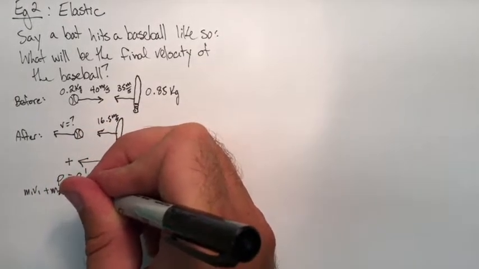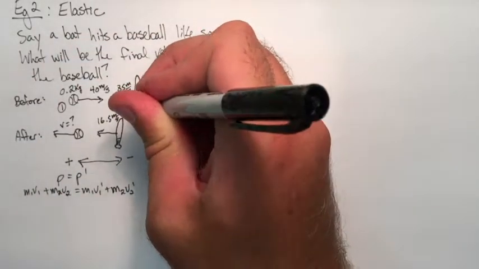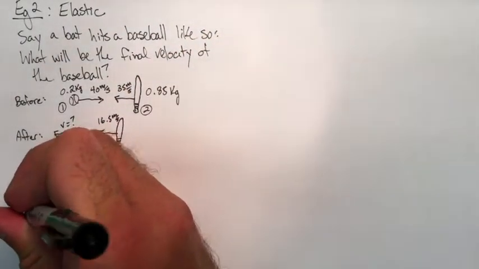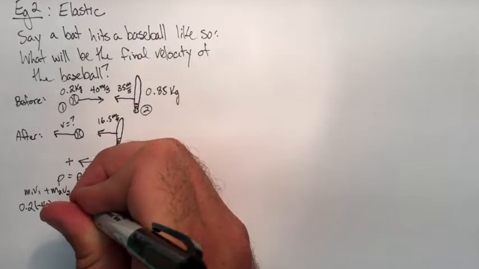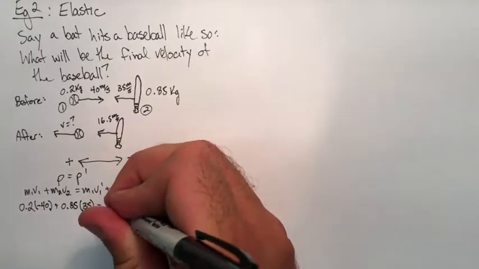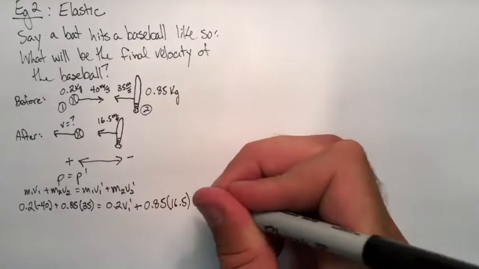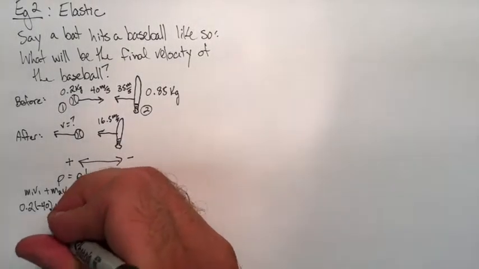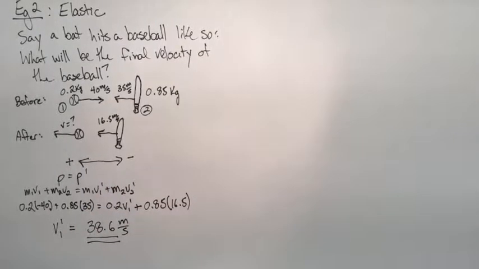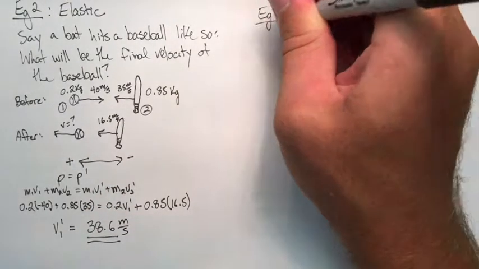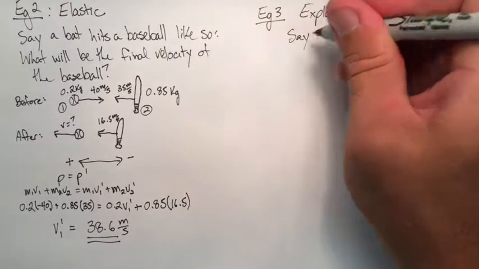So here we go. Momentum initially equals momentum finally. Let's call the baseball as object number 1 and the bat as object number 2. So putting in our numbers, that baseball initially is moving in the negative direction, so we need to put a negative 40 for that velocity. We put in the rest of them, solving for that V1 prime, because that's the final velocity of the baseball. When it's all said and done, V1 prime equals 38.6 meters per second. It's a positive value for velocity, meaning it's going in the correct direction.